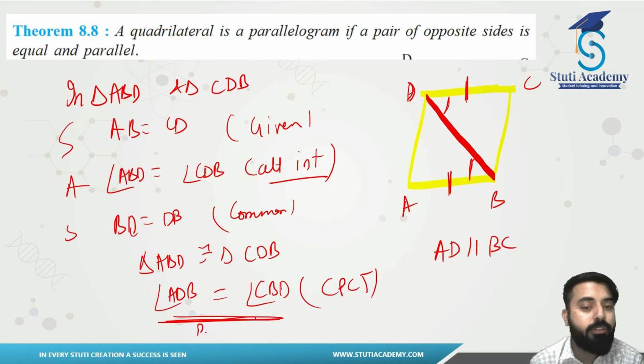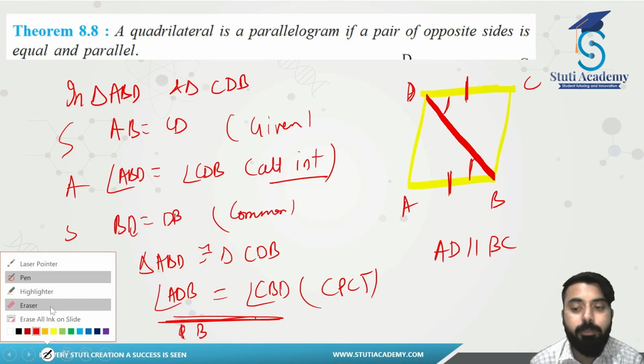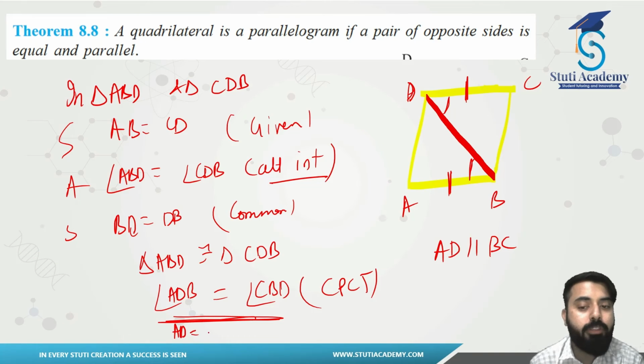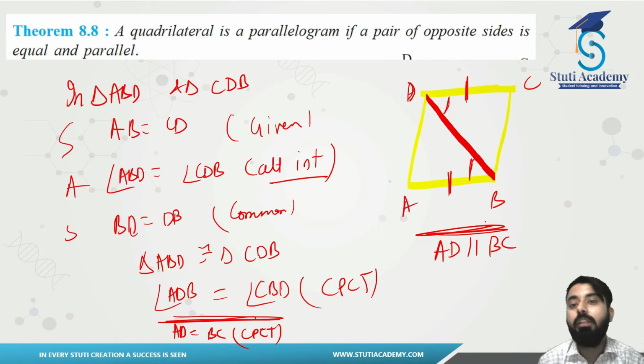So another pair of alternate interior angles is equal, then you can say AD is parallel to BC. Let's write AD first, and you can also say AD is equal to BC, CPCT. So you see another pair of opposite lines, equal and parallel. Then ultimately the figure has to be a parallelogram, because in a parallelogram both pairs of opposite sides are equal and parallel. So I hope you have understood the case.